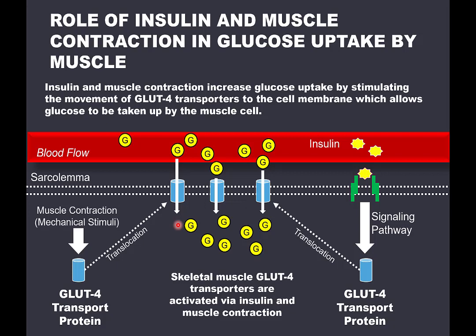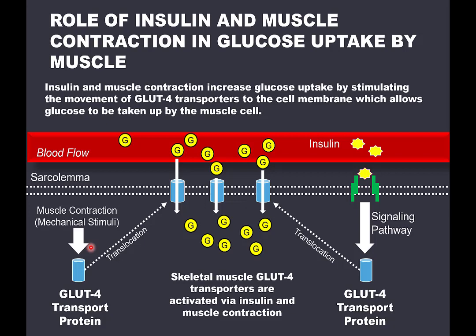Now, here is a critical point for you to take careful note of. The uptake of glucose in muscle cells via muscle contraction or mechanical stimuli is independent of insulin. You don't see insulin anywhere in this left side of this figure, meaning insulin does not need to be present or do anything in order for muscle cells to uptake glucose when it contracts. So what are the practical implications of this information?